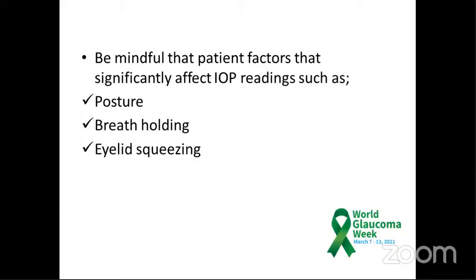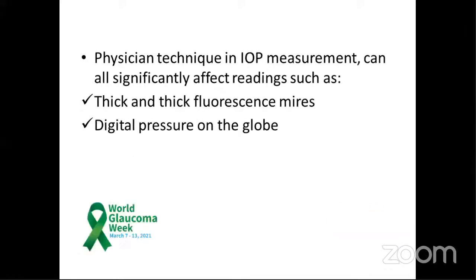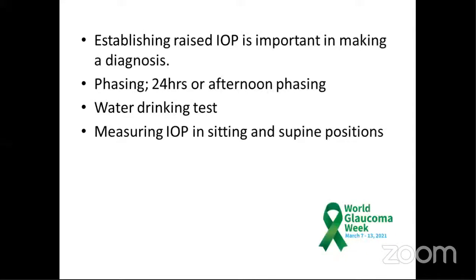When assessing IOP, we should be mindful of some subtle things like posture of the patient, breath holding, and squeezing the eyelid when taking the pressure. Also, a patient wearing tight neck collars can tend to give us a falsely high pressure. Then there is the technique of the physician. Make sure the fluorescein mires are of the right size, and avoid putting digital pressure on the globe, because you can get a high pressure while taking your pressure.